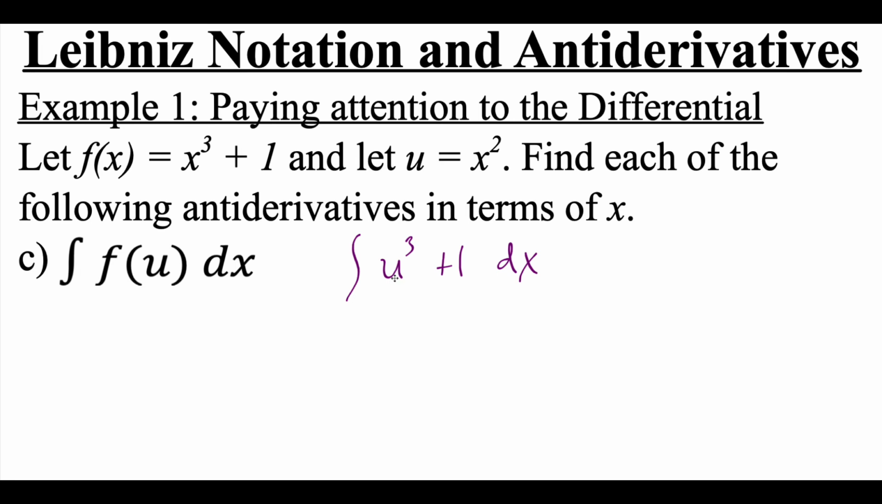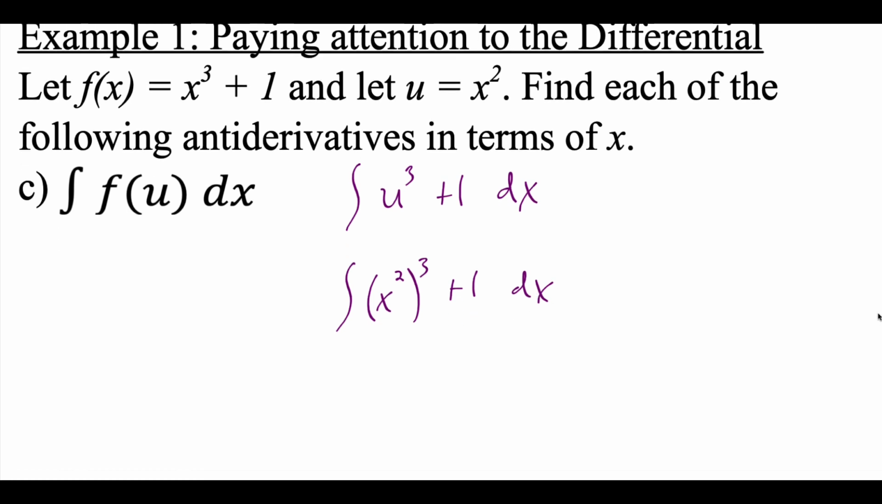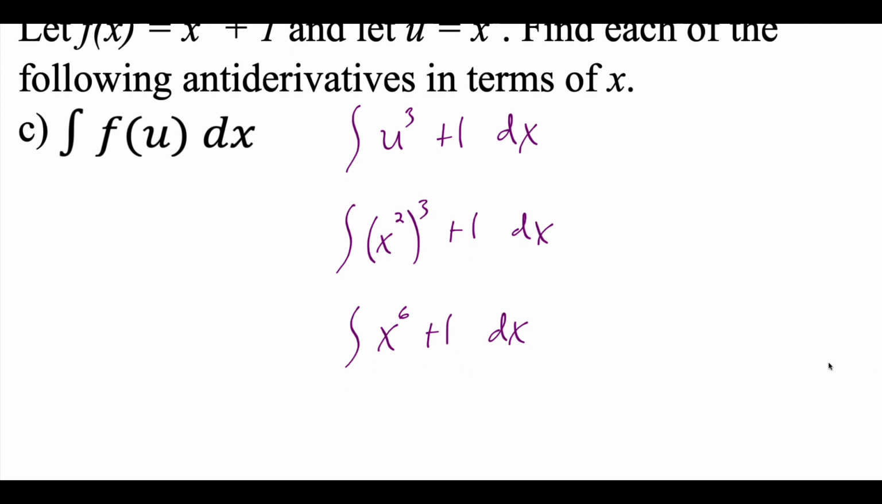We need to get rid of that u that's in there and replace it with what we know u is equal to. So this is really going to be the integral of x squared cubed plus 1 dx. And now that our variable matches the differential, now we're able to do the actual antiderivative. Before we get to actually doing the antiderivative, though, I'm going to clean up this power in here. So if we have x squared and we cube that, that becomes x to the 6th plus 1 dx. And now we'll finally do that antiderivative.